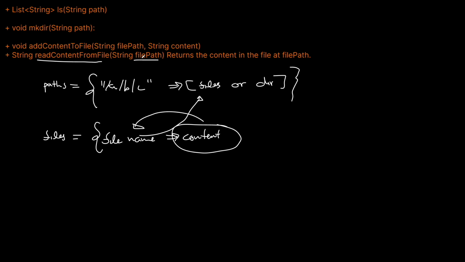So essentially, we just want to look up the file path inside of our files dictionary and then just return that content. So this one's really easy to do. What about adding content to a file? Well, if the file exists, all we need to do is add the content to whatever the content in the current file is, and we can just do that by appending to the end of it.